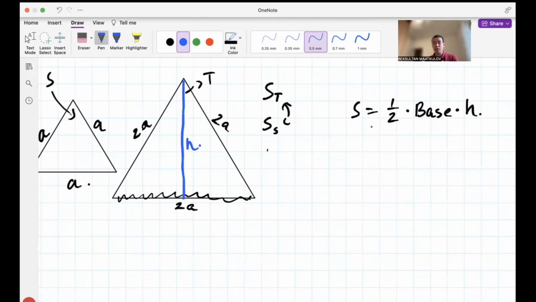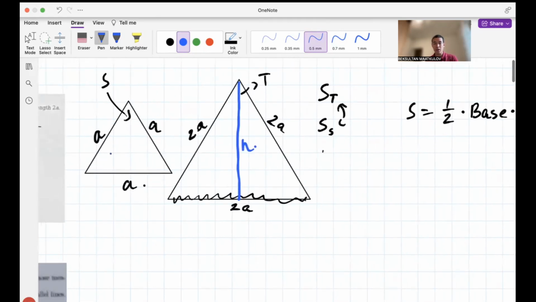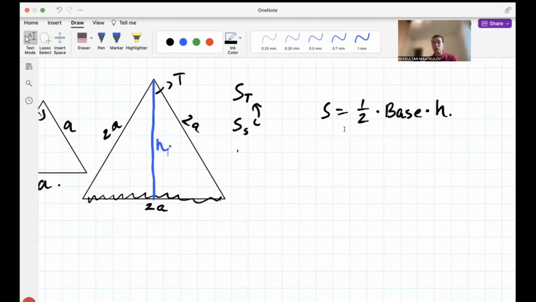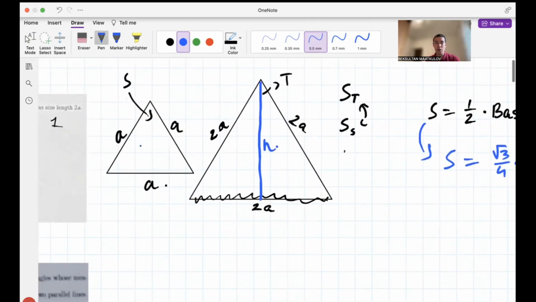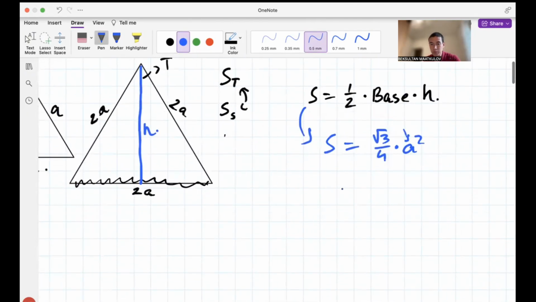But I have good news here. We have equilateral triangles. Anytime you have an equilateral triangle, you can use another formula. If your triangle is equilateral, you can find its area with this formula: square root of 3 over 4 multiplied by a squared. In this case, this is just one of the sides. You can choose any side and square it. Let's find the area of triangle S. This is the same as square root of 3 over 4 a squared.